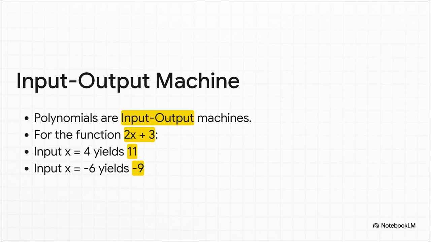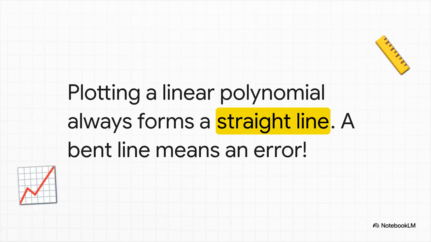If we input a negative number, like x equals -6, the machine does the exact same mechanical process. 2 times -6 is -12 plus 3, giving an output of -9. Every single unique input x absolutely guarantees a specific output y. And when we pair those inputs and outputs together, they form coordinate points. Let's look at a slightly simpler function, y equals 2x. If we plot the inputs and outputs, say points like (-2, -4), (1, 2), and (3, 6), on a graph, a very, very clear pattern emerges.